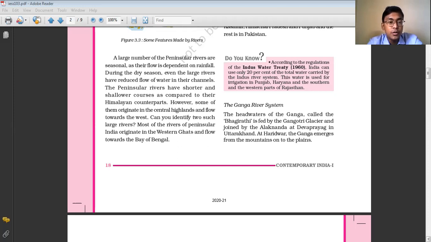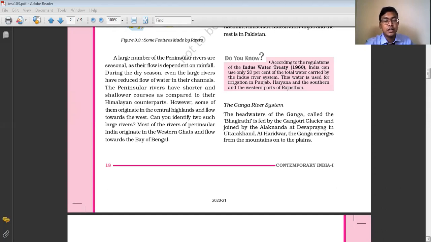It flows for a few kilometers, and after that it is joined by another river, the Alaknanda. The Bhagirathi, which originates from the Gangotri glacier, is joined by the Alaknanda river at Devprayag. Devprayag is a place in Uttarakhand where the Bhagirathi and the Alaknanda join together, and from here both rivers combine and start flowing in the name of Ganga. So the Ganga river is mainly formed by two rivers, the Bhagirathi and the Alaknanda.